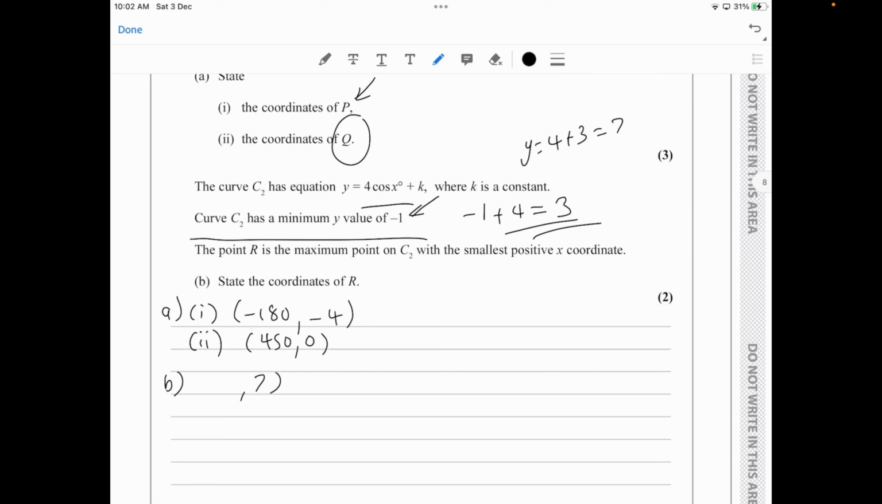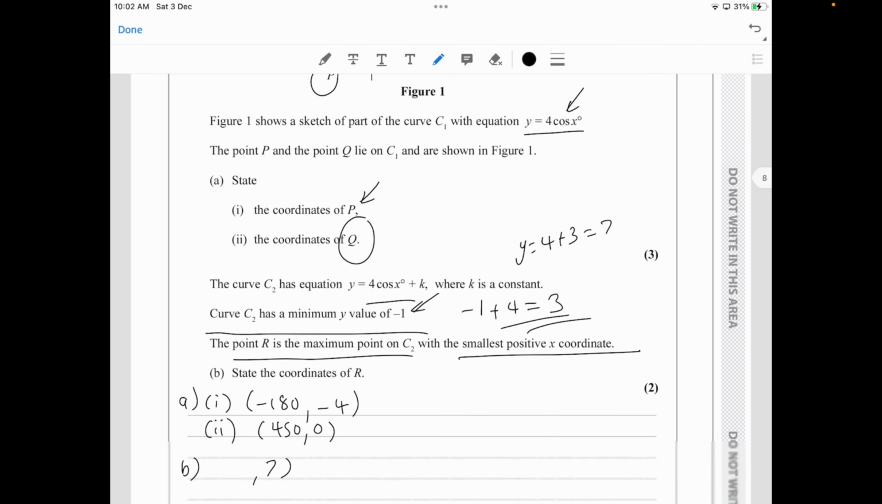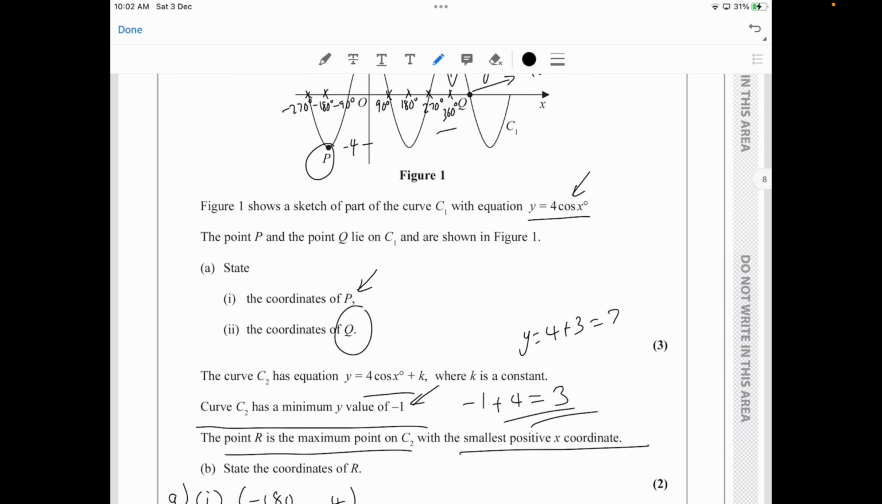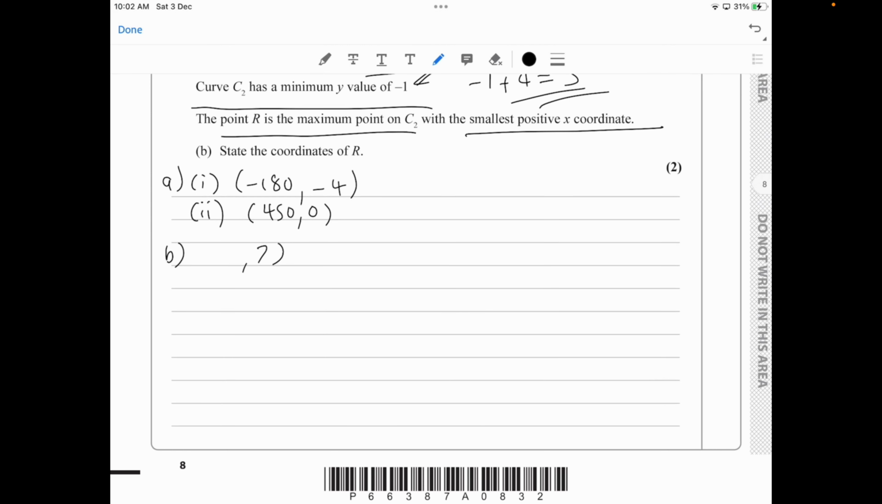And we know that point R is the maximum point in C2 with the smallest positive x coordinate. So if you look here, what is the maximum, but at the same time, which is the smallest positive x coordinate? We can see on this graph, the smallest positive x coordinate could be 360 degrees. So we're going to take 360 degrees as the smallest possible maximum x coordinate in this case. So it's going to become 360 comma 7. This is going to be your coordinates for roughly about 2 marks, I think. Yeah, 360 comma 7. All right, let's move on to the next question.